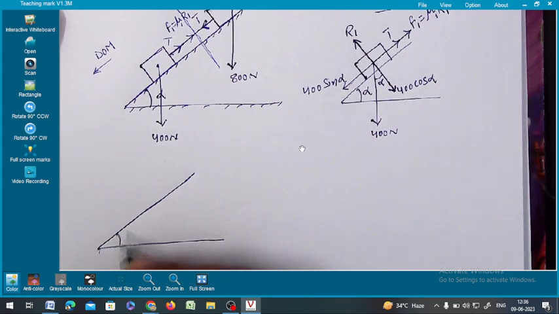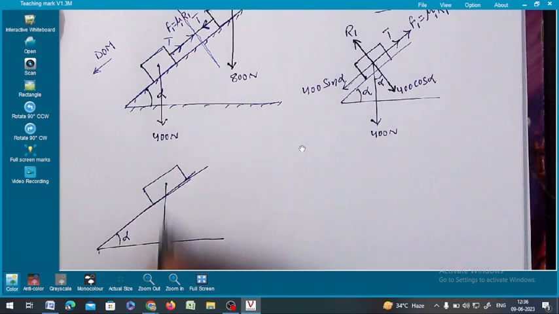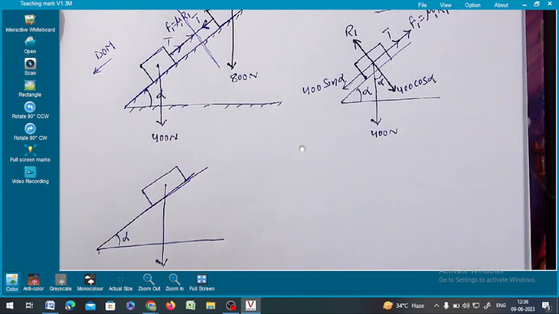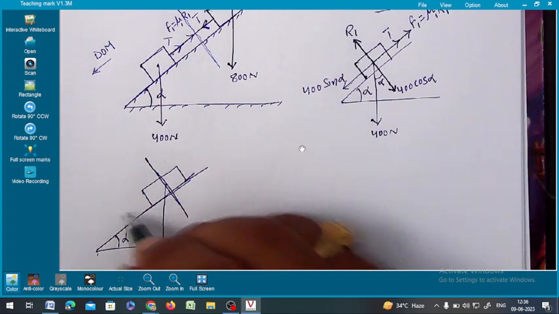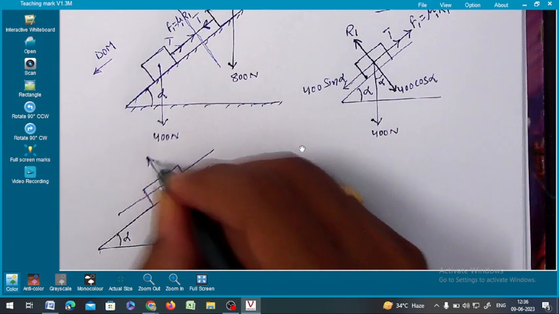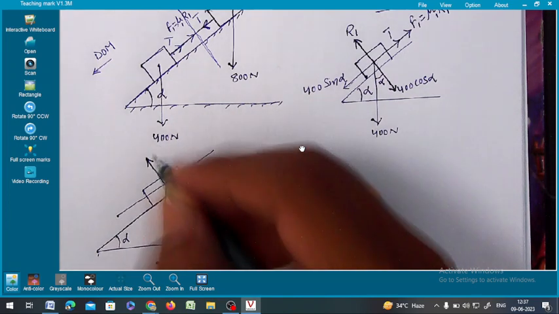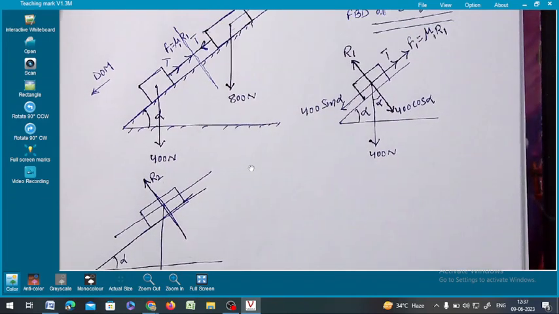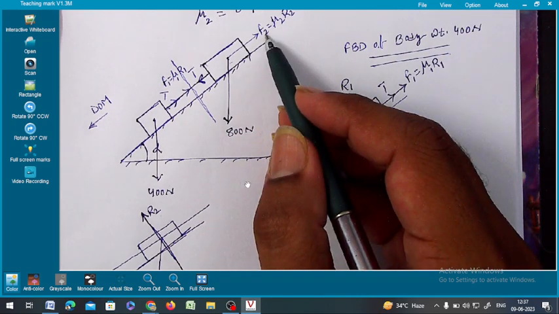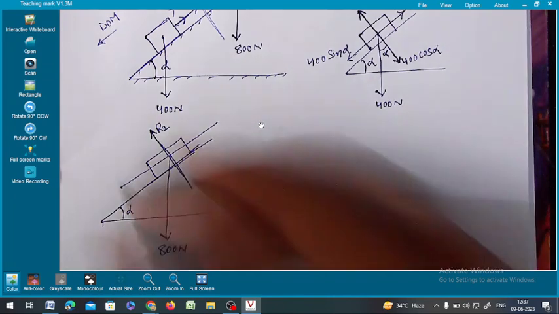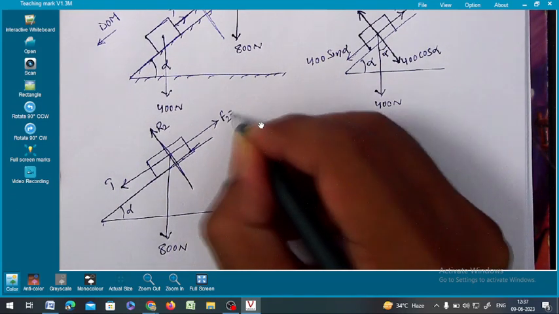Okay. So this angle is alpha, and this is the body of weight, how much? 800, acting in the vertically downward direction. This is your normal reaction. So what is the normal reaction name? R2. Okay, so let us see the main diagram. The tensile force is in this direction or not? And F2 is in this direction. Clear? So this is your T and this is your F2 is equal to mu2 R2.